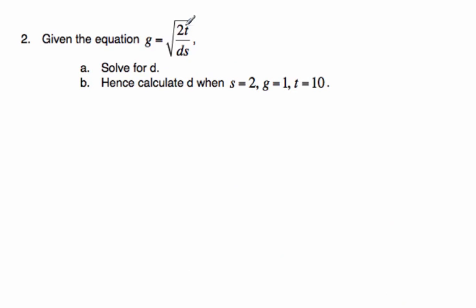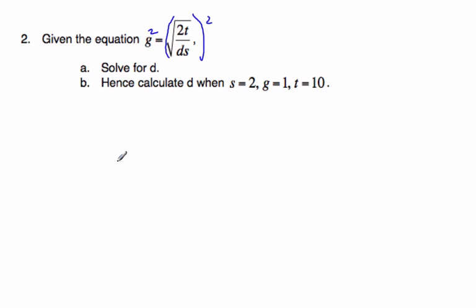Okay, so now we have this equation. We've got to solve for d, and then once we have d, we have to plug values in. So when I see this square root, d is on the bottom here. What am I going to do to solve for d? So we're going to try and take away the layers, basically, aren't we? Try and get d on its own. So I think I would square both sides.